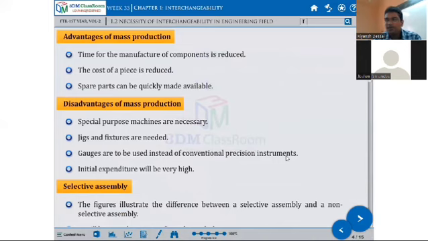And there is one disadvantage, that initial expenditure will be very high. Jigs and fixtures are needed. This is necessary. And gauges are to be used instead of conventional precision instruments. And you require special purpose machineries. So machinery element cost always increases.